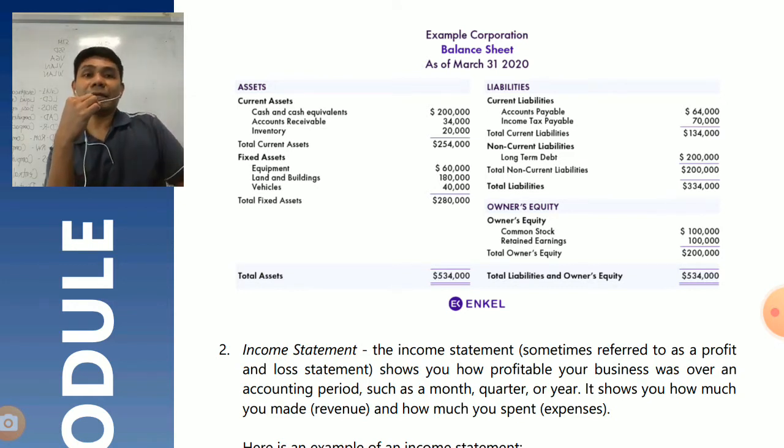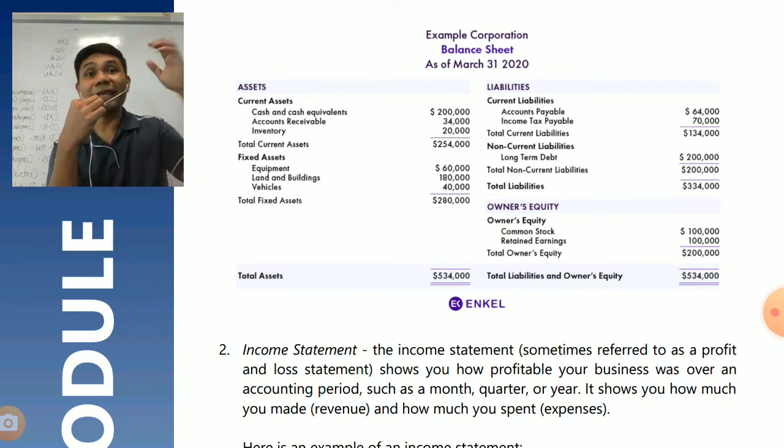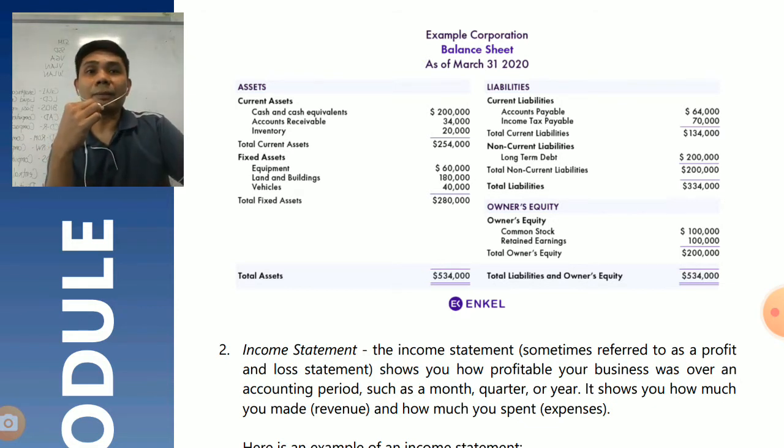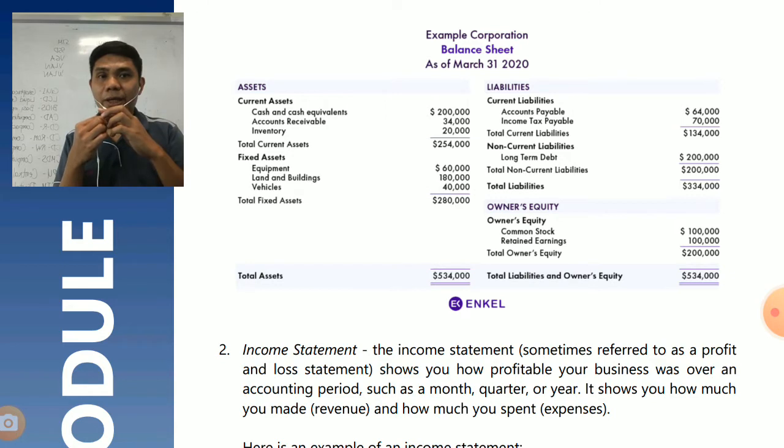Kay dili siya pareha sa income statement nga kana bitaw naay period nga mo-recognize kag income at certain period. Kani siya nga income mura gyud siya taman isa ka bulan nga income. Mao nang sa income statement ang nakabutang dito is for the period ended. Pero sa balance sheet, that's as of March 31, 2020. Kay ang position ra man, financial position ra man ang gipakita sa balance sheet.